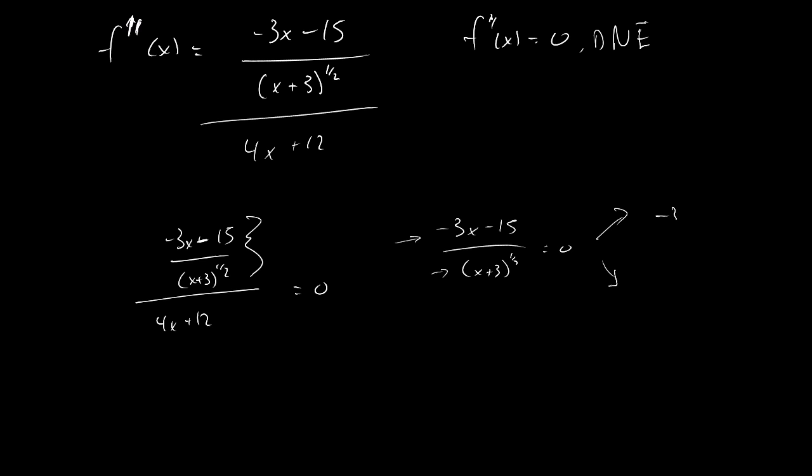We're going to have negative 3x plus 15 equals 0. Well, that's when x is equal to 5. And then we're going to have x plus 3 to the 1/2 is equal to 0. Well, that's going to be x is equal to negative 3.